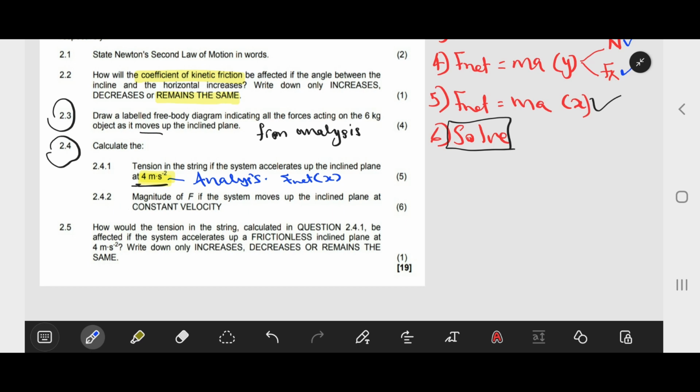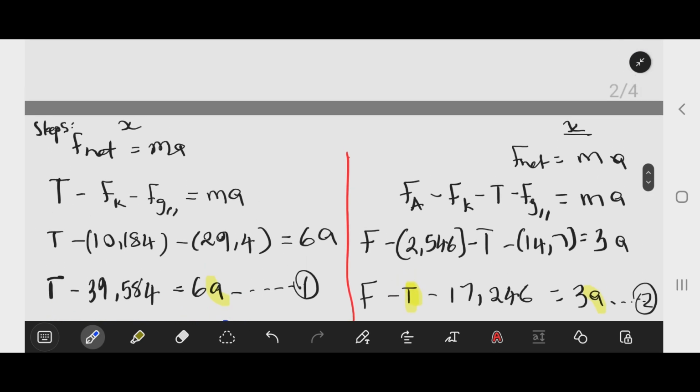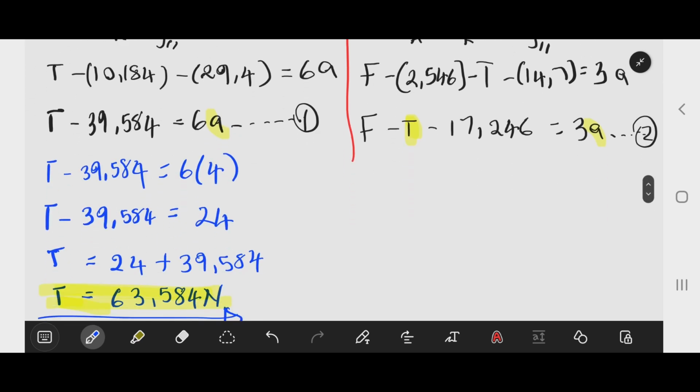All right, 2.4.2: calculate the magnitude of F if the system moves up the incline at constant velocity. So with constant velocity now, the acceleration is no longer 4 meters per second squared, but now the acceleration is equal to 0 because the objects are moving with a constant velocity. So you go to the same step, step number 5, whereby the acceleration is now 0.